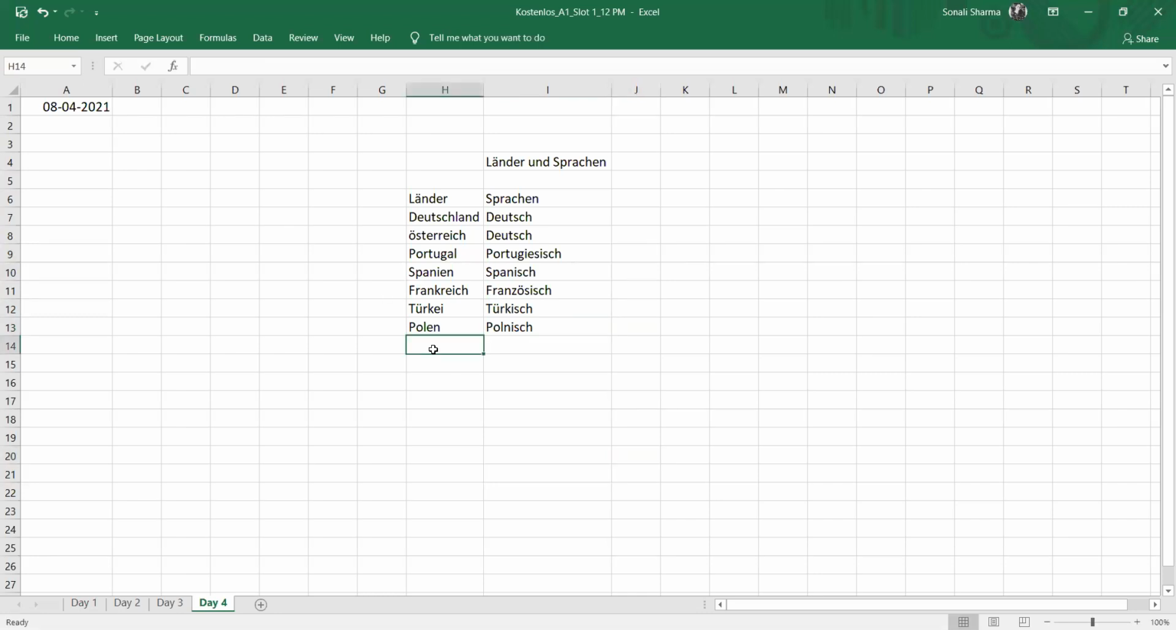Next one is Italy. So for Italy, the country is Italian, and the language is Italianish. So Italy is Italian and the language is Italianish.